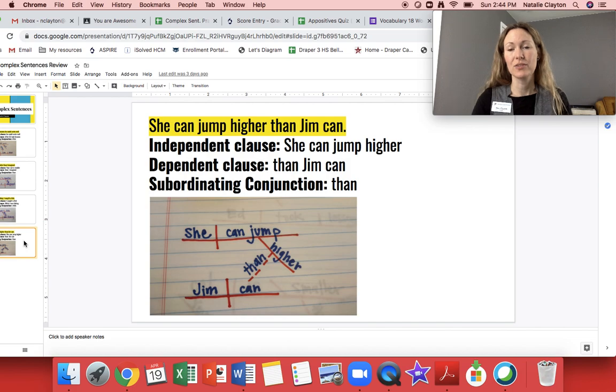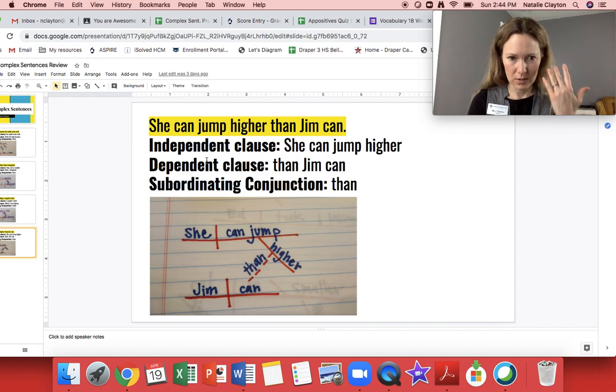She can jump higher than Jim can. I hope I don't have another mistake in this one. Crazy Mrs. Clayton. So she can jump higher than Jim can. This one seems a little bit tricky, especially once you look at it and think, wait, what's that than doing over there? Let's not worry about that yet. Let's first look at she can jump higher than Jim can.